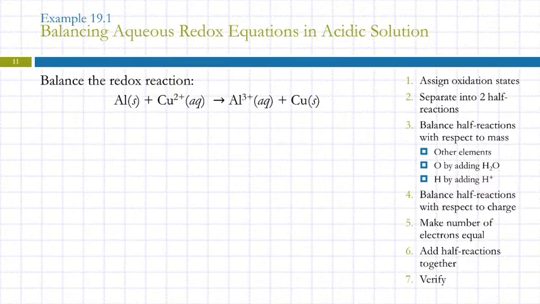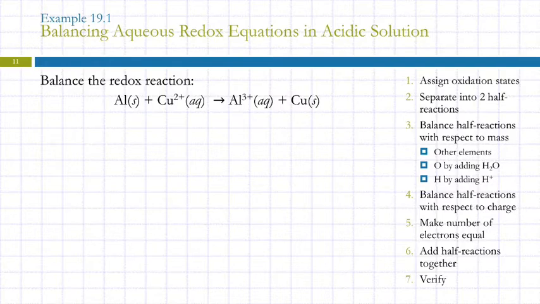What's the problem? What's the total charge on the left? +2. And what's the total charge on the right? +3. That means an electron went missing. I know they're very small and squirrely, but can they do that? No, they can't. Okay. So let's assign oxidation states.